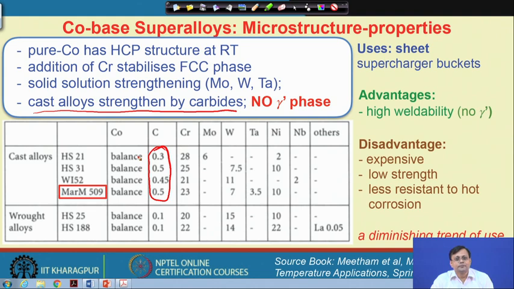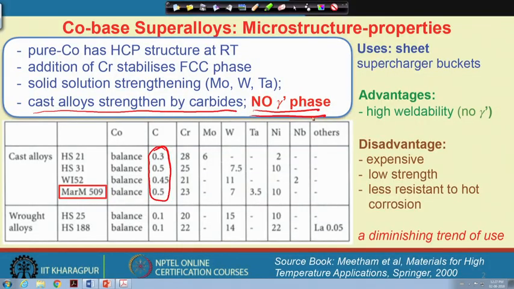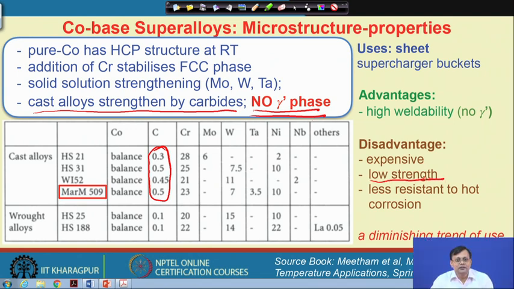However, the majority of the cobalt based alloys so far in use do not have any gamma prime phase. Definitely you expect that if there is no gamma prime phase, precipitation hardening is not really available in this system, meaning cobalt based superalloys. So, strengthening comes from the carbides or borides, and therefore, the strength level of these cobalt based superalloys is relatively lower than the nickel based superalloys.